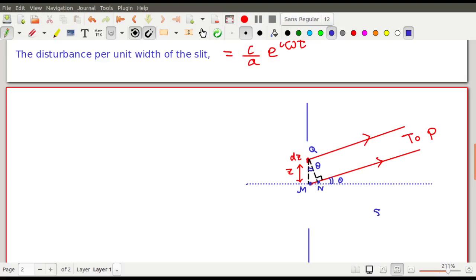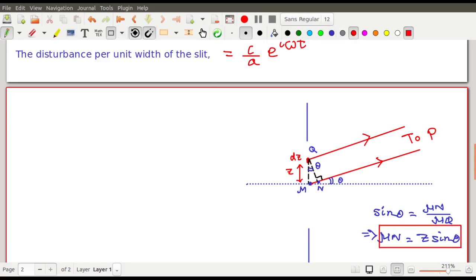This is right angle. So sin theta is perpendicular by hypotenuse. That means it is MN by MQ. So what is then MN? So MN is equals to MQ, মানে হচ্ছে z. So that comes out to be z sin theta. Okay. So MN comes out to be z sin theta. And this is the path difference actually. This is the path difference between the two rays that I have shown you.